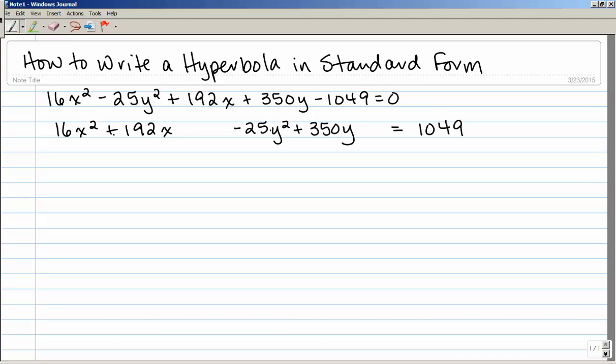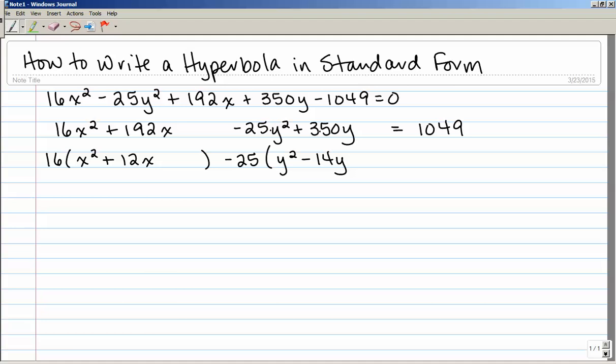Now, in order to complete the square with my x's and with my y's, I need to have a coefficient of 1 in front of my squared term. So I'm going to factor out a 16 from the x's, and that leaves me with x squared plus, I believe it's 12. Let me check that real quick. Yes. And then over here I'm going to factor out a negative 25, and that's going to leave me with y squared minus, and I believe that's 14. Let me check that really quick.